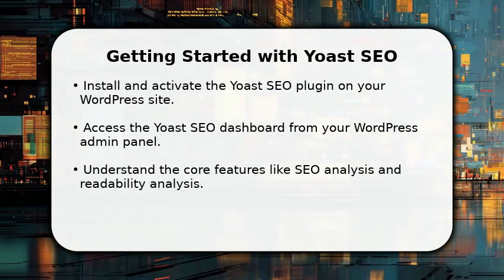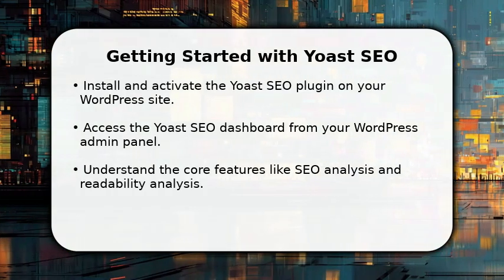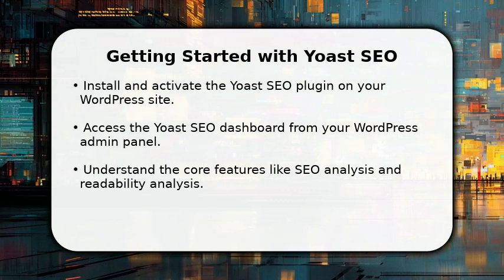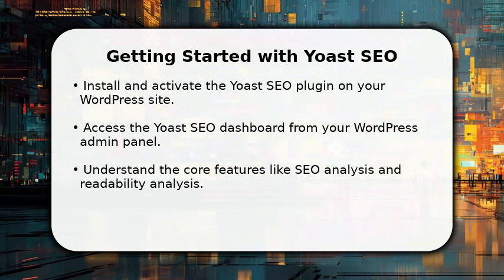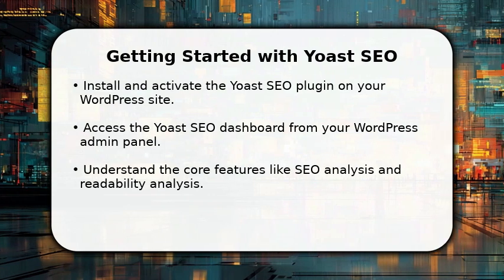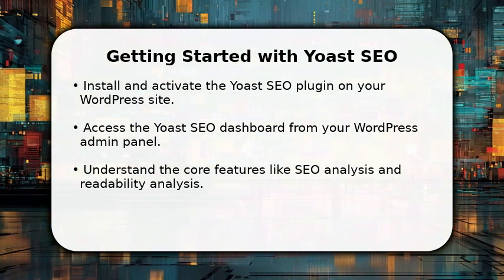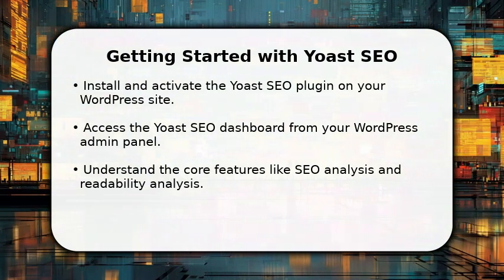In this video, I will explain how to use Yoast SEO WordPress. First, you will need to install and activate the Yoast SEO plugin directly from your WordPress dashboard. Once activated, you can easily find its dedicated menu in your admin panel.